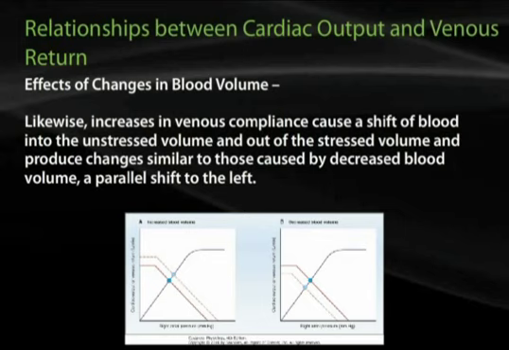Likewise, increases in venous compliance cause a shift of blood into the unstressed volume, which is the veins, and out of the stressed volume, which is the arteries, and produce changes similar to those caused by decreased blood volume or hemorrhage, which is a parallel shift to the left. This is seen in Part B.